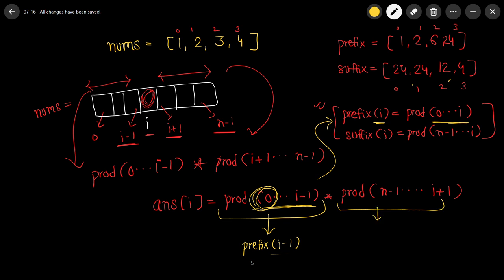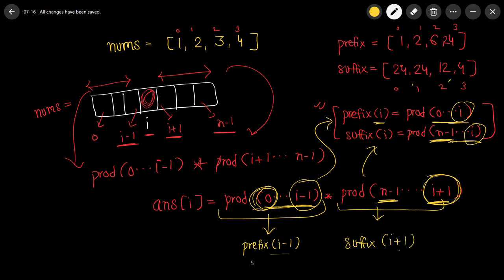Similarly, this thing is replaced by this starts from n minus 1 till I plus 1. N minus 1 means suffix. This falls in the suffix category. So suffix of I meant product of n minus 1 till I. So product of n minus 1 till I plus 1 would be suffix of I plus 1. It's exactly same, just I is replaced by I plus 1 in suffix here, and I is replaced here by I minus 1 in prefix. So these two things we got.